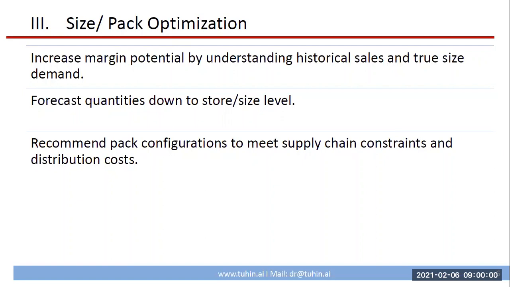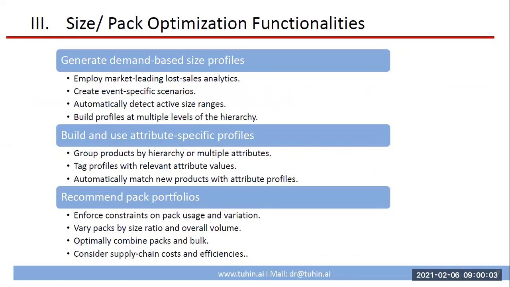Yes. Perfect. Now, what are the different functionalities in the size and pack optimization? I shall show you a few screenshots in the subsequent slides from the software that we use. So generate the demand-based size profiles, right? Figure out the market-leading lost sales, what sales we have lost because we don't have that size readily available, create event-specific scenarios, and automatically detect any active size ranges, and then what kind of outliers there are, what the possibility of selling those outliers is, and build profiles at multiple levels of the hierarchy.